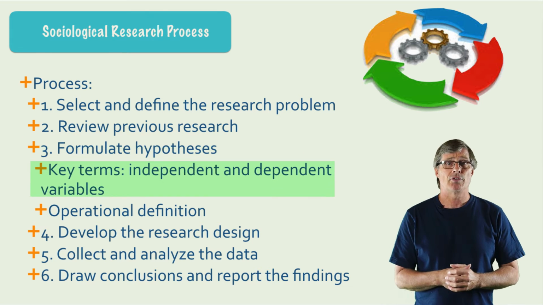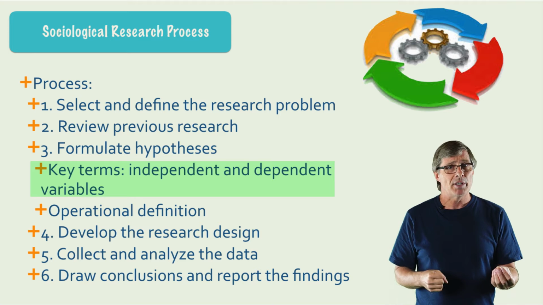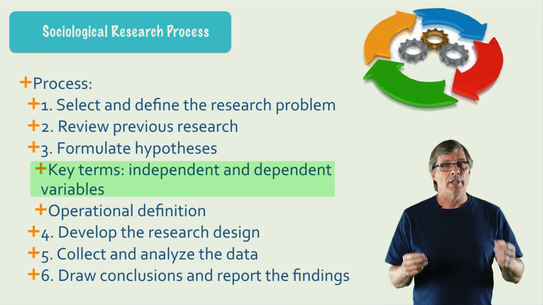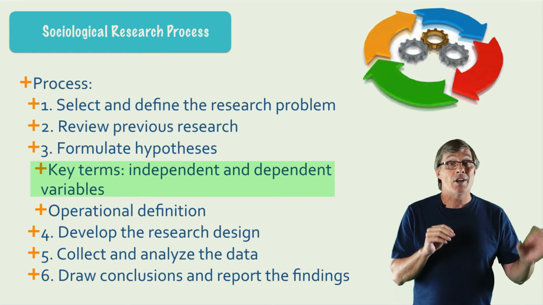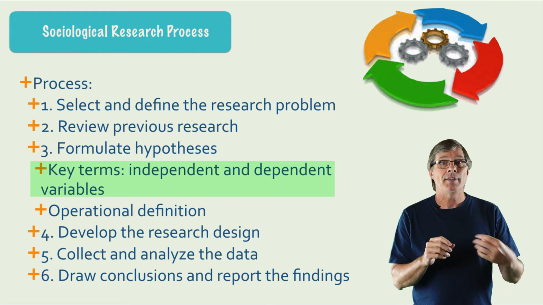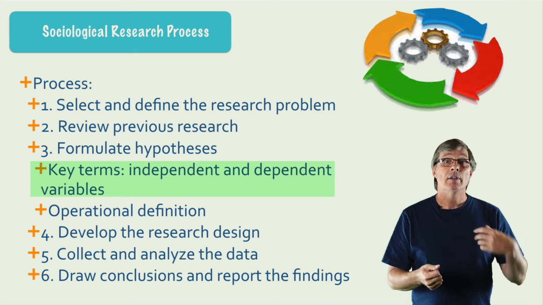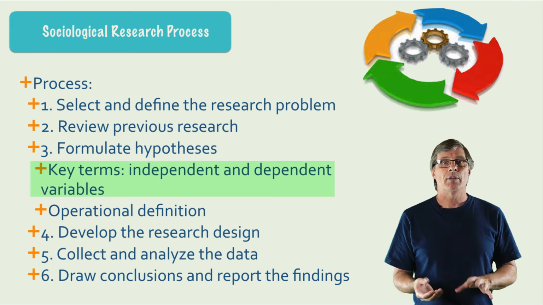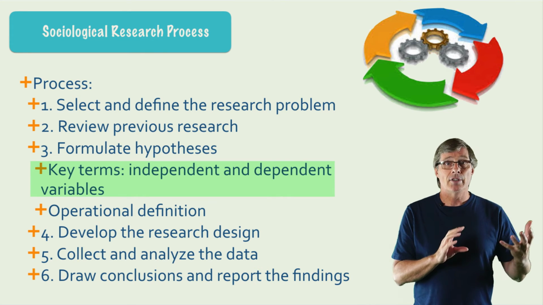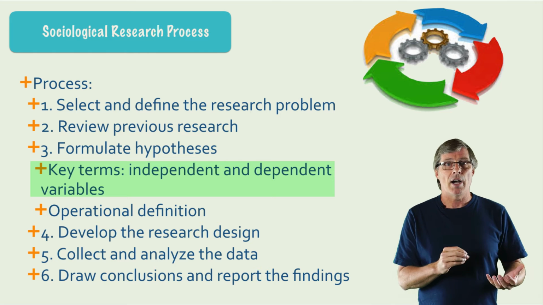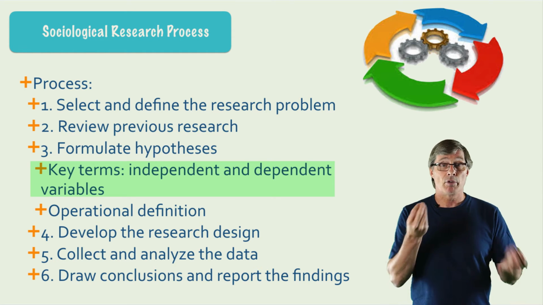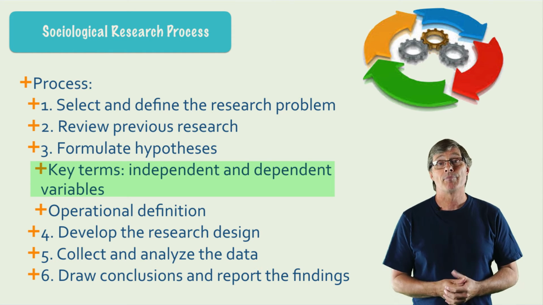Now there's two types. There's an independent variable. Now an independent variable is a variable that is presumed to cause or determine a dependent variable. Now you might be wondering, what's a dependent variable? A dependent variable, that's a variable that is assumed to depend or to be caused by an independent variable. It's the relationship of cause and effect.